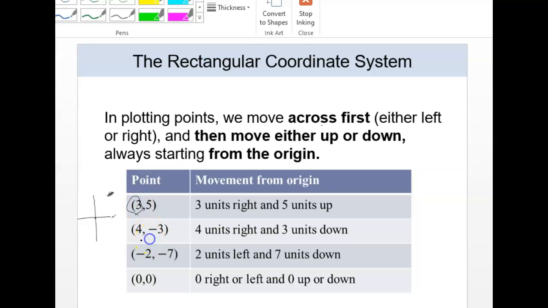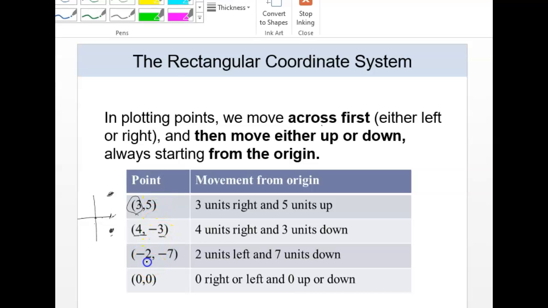For 4, negative 3, I look at this and I go 1, 2, 3, 4. And I go down 3. Oh, sorry, I went the wrong way. 4 is positive, so I start at the origin and I go 4 to the right. And I go down 3 instead because negative implies down. So for the first coordinate, the x-coordinate, if it's positive, you move to the right. If it's negative, you move to the left. For the second coordinate, if it's positive, you move up. If it's negative, you move down.